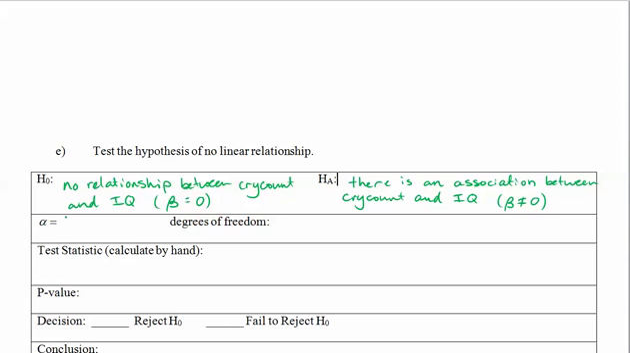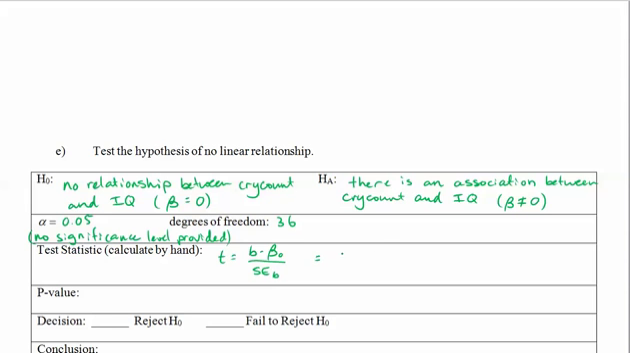There was no significance level provided, so we will choose 0.05. Our degrees of freedom, as we calculated above, is 36, so it's n minus 2. The test statistic calculated by hand is, from our formula, t equals b minus the null hypothesis beta over SE b.